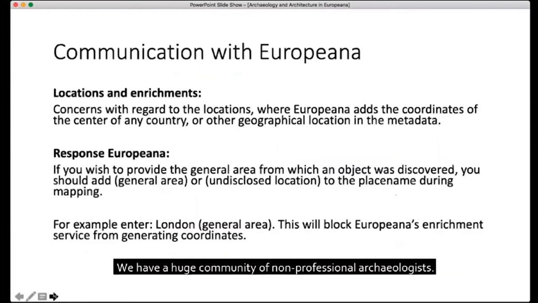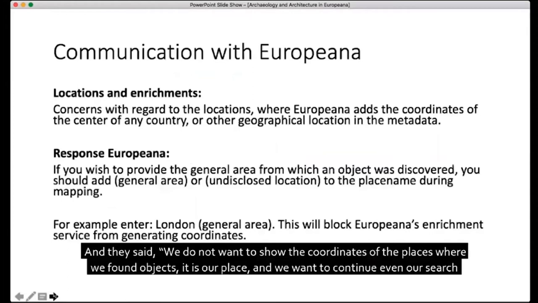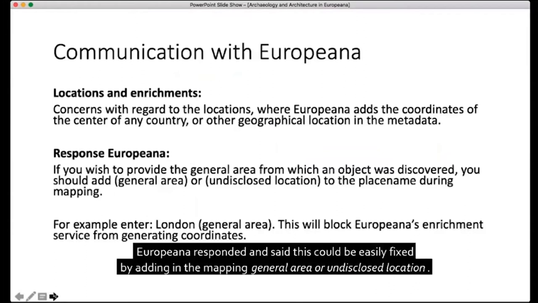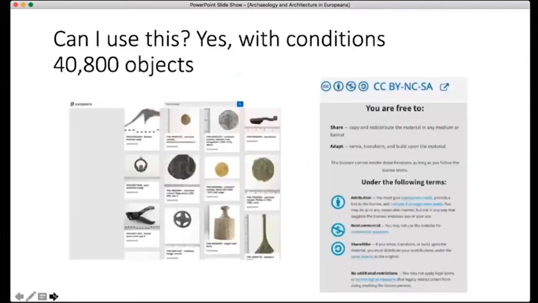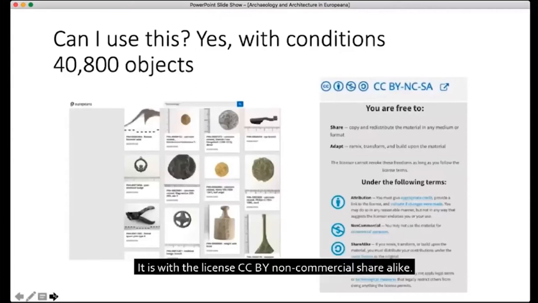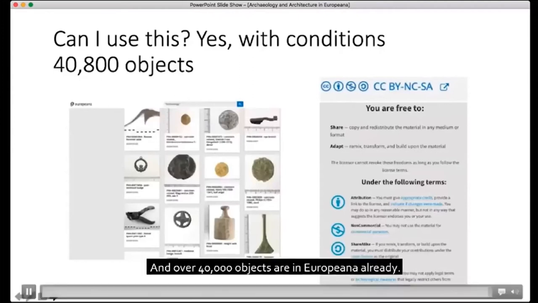So we have this very huge community of non-professional archaeologists, actually. And they said, okay, we don't want to show the coordinates of the place where we found objects. It's our place where we want to continue our search. And it's a matter of trust also. So Europeana responded, and they said this can be easily fixed by adding in the mapping general area or undisclosed location. So the question, can I use this in Europeana, the answer is yes, with conditions. It's with the license CC BY non-commercial share alike. And over 40,000 objects are in Europeana already.